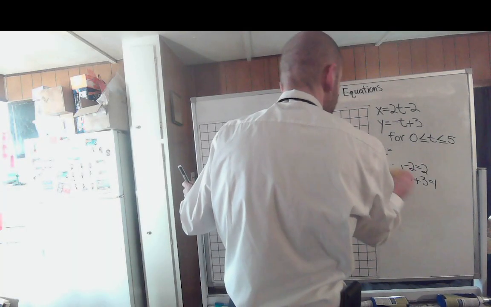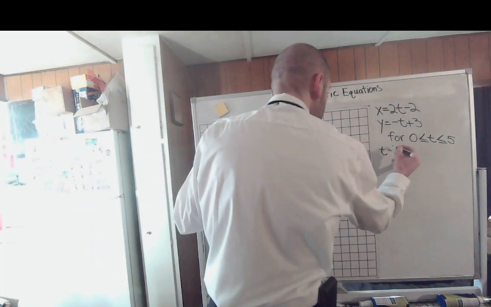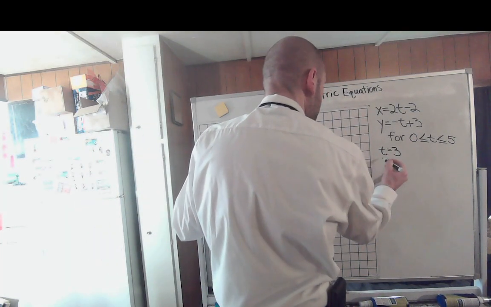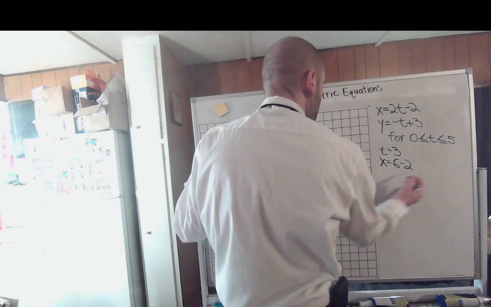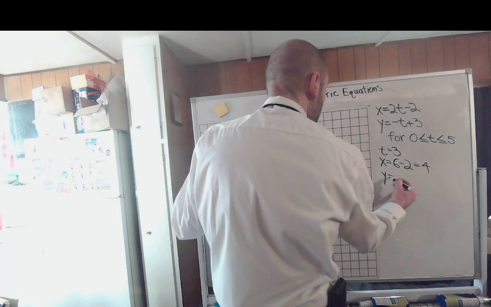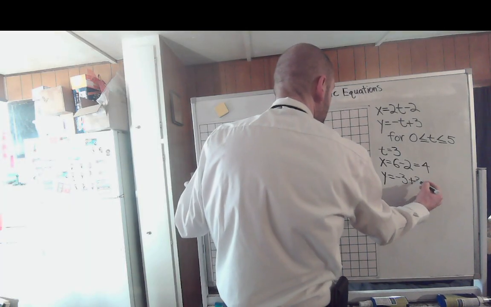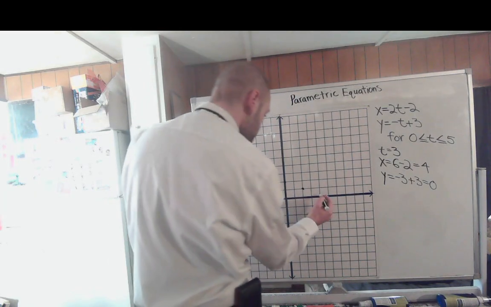Now let's do when t equals 3. So if t equals 3, that means you would end up getting x equals 6 minus 2, which would give you 4. And then y would equal negative 3 plus 3, which means y would equal 0. So you would have the coordinate 4, 0.